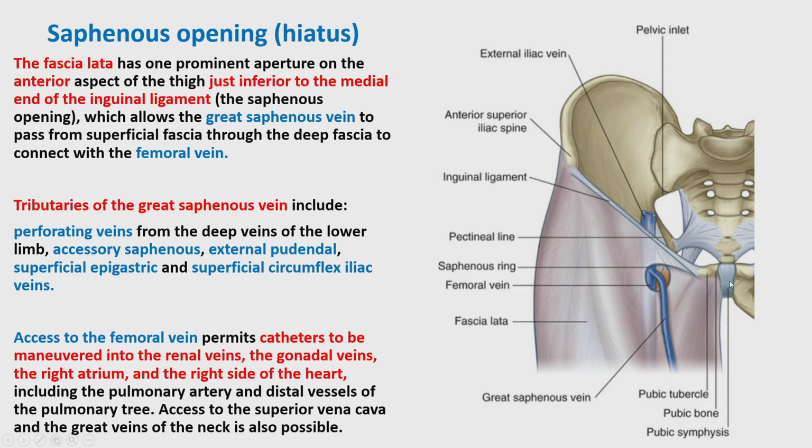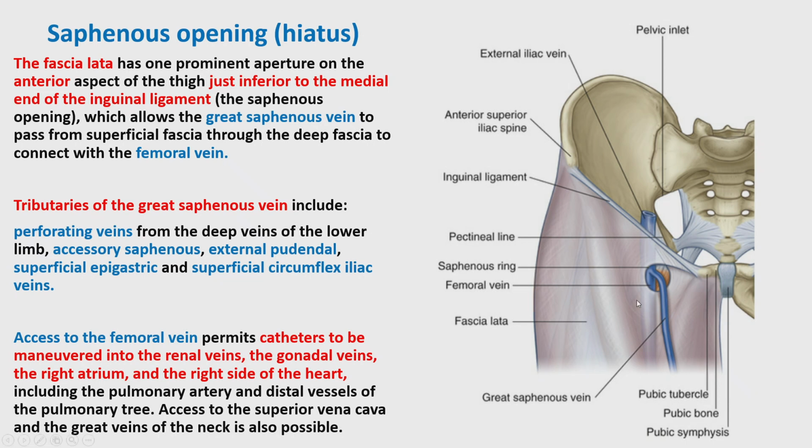External pudendal, that is from the external genitals, they are draining here. Superficial epigastric, we mentioned it is one of the cavo-caval anastomosis and portocaval anastomosis, which is draining to the vena saphena magna, and also the superficial circumflex iliac vein. As a matter of fact, it is a branch of the external iliac artery, so it's the branches of the femoral vein, so it's draining to the vena saphena magna, and then to the femoral vein.